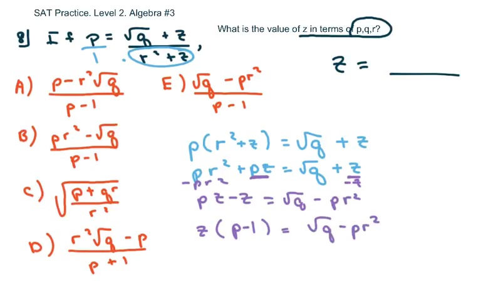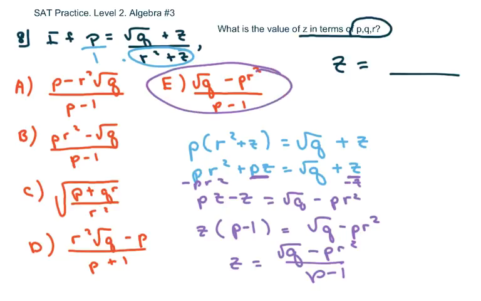And from here you can probably already see the answer, so when you're taking the test you can finish, but go ahead and finish. You get Z equals the square root of Q minus PR squared, over P minus 1. So the answer is E. All right.